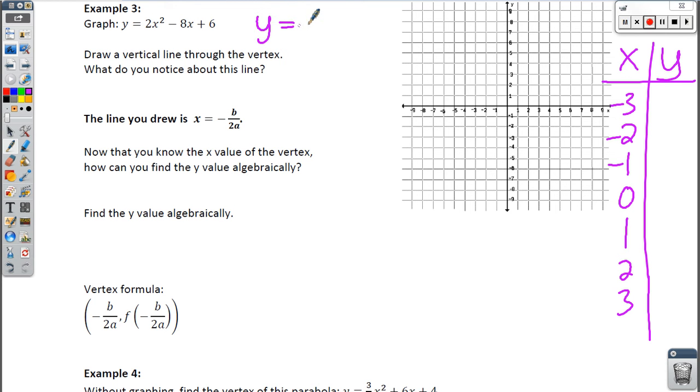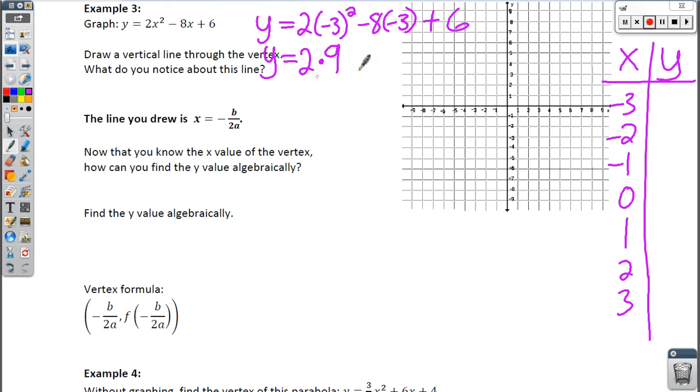So let's start with, say, -3. So y is equal to 2 times -3 squared minus 8 times -3 plus 6. And let's work this out. Make sure that you follow the order of operations. -3 squared is -3 times -3. We've got to do that exponent first. That's going to give us 9.